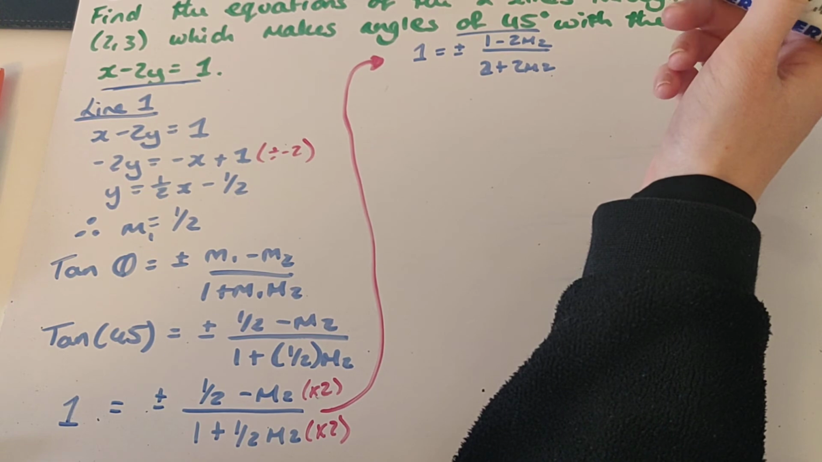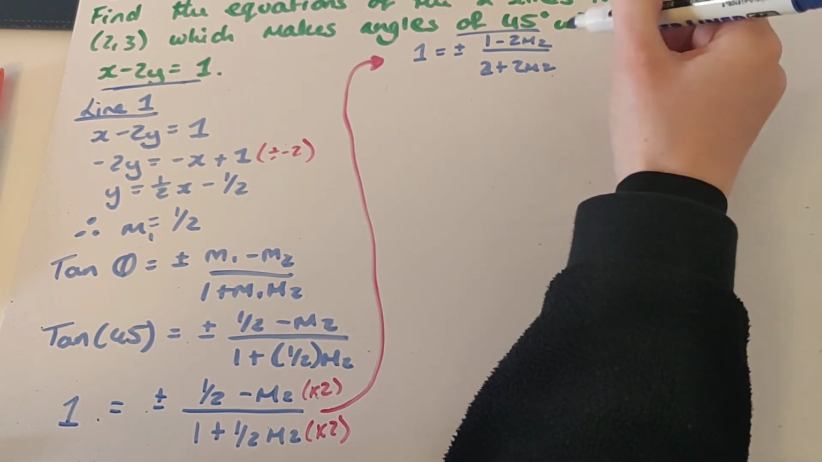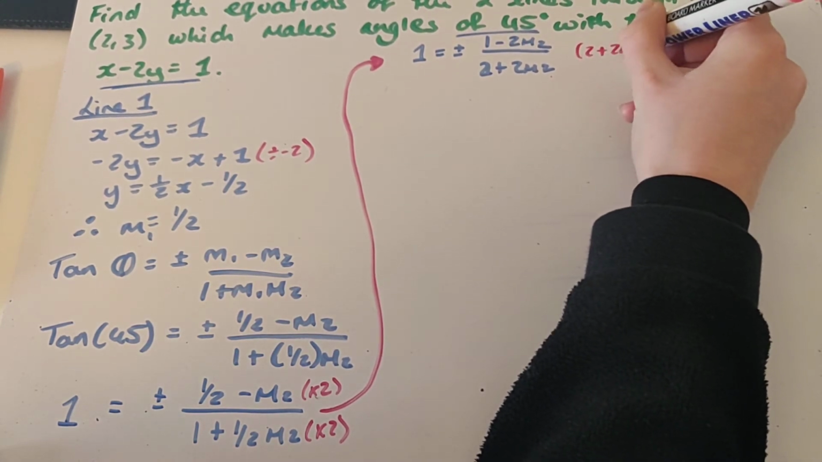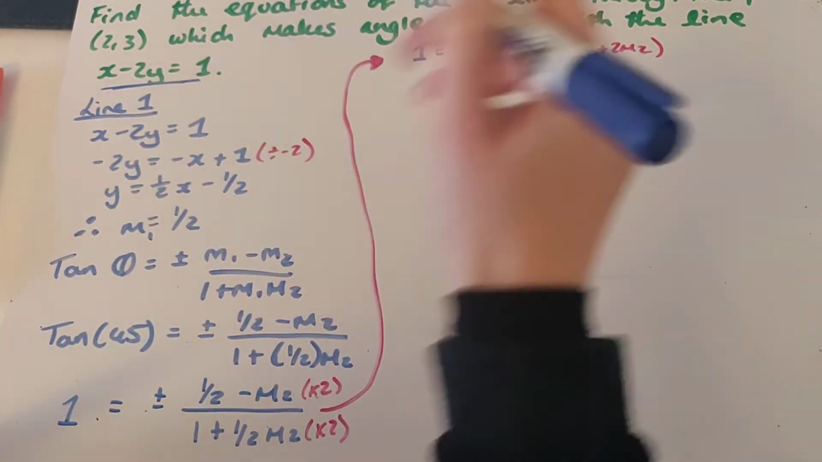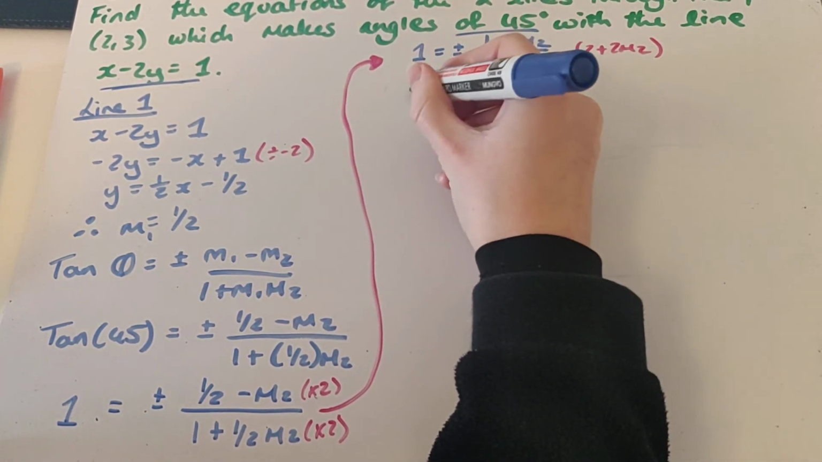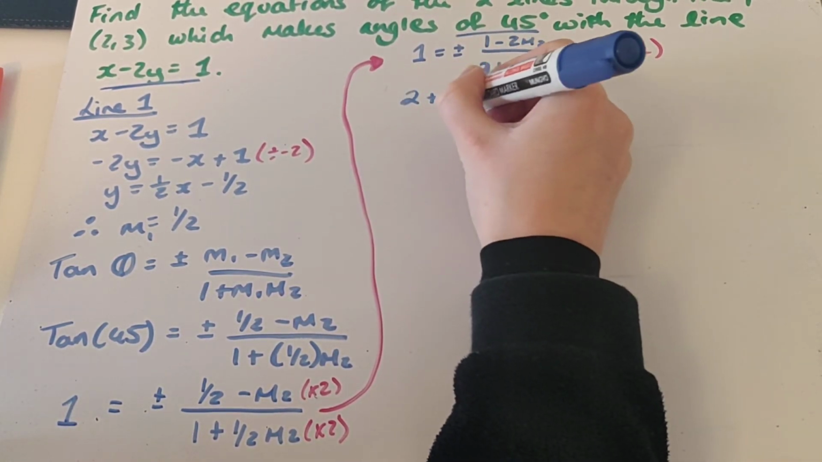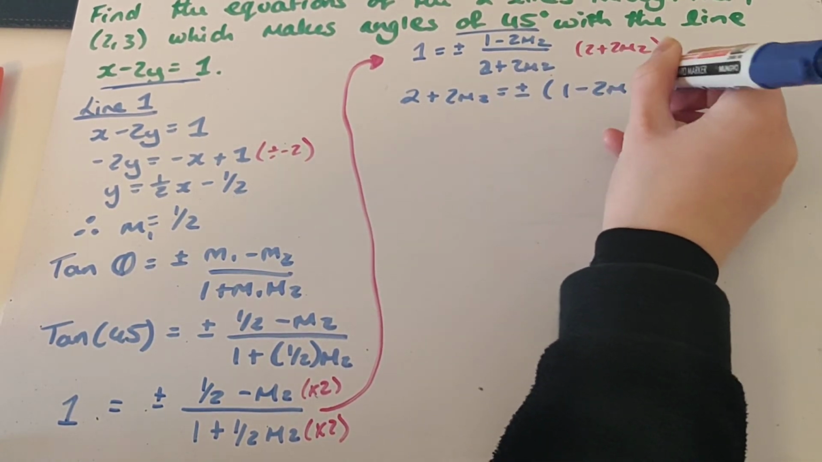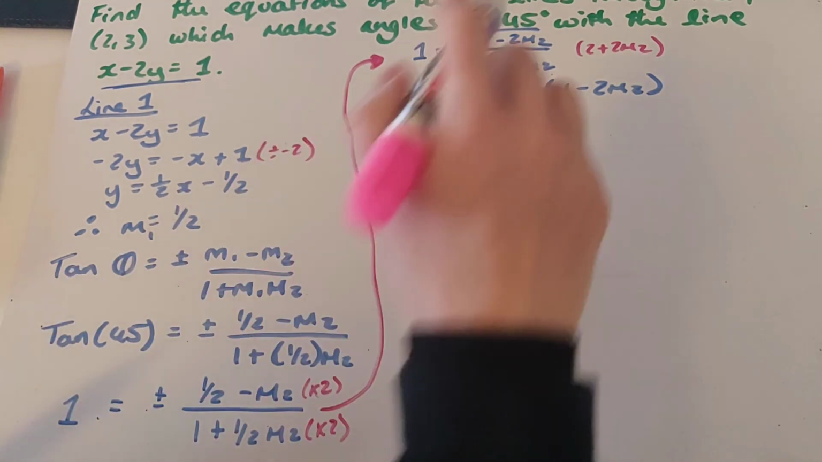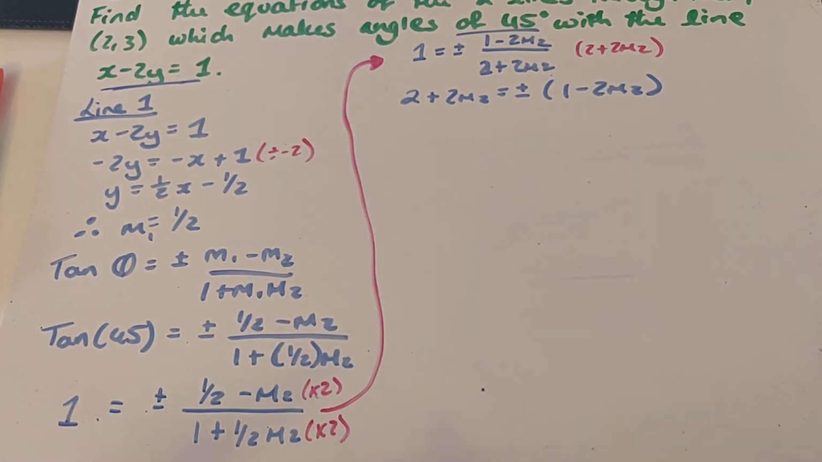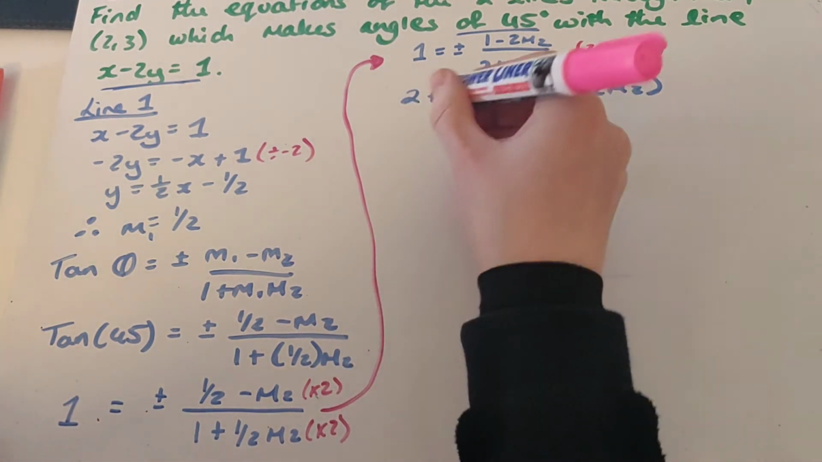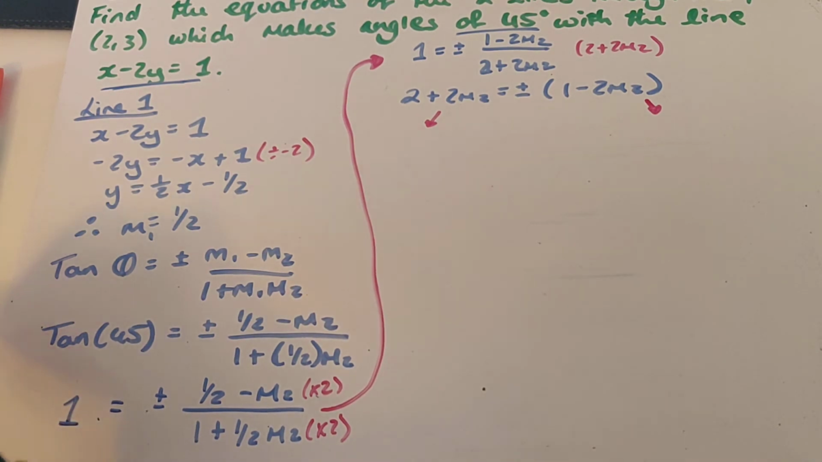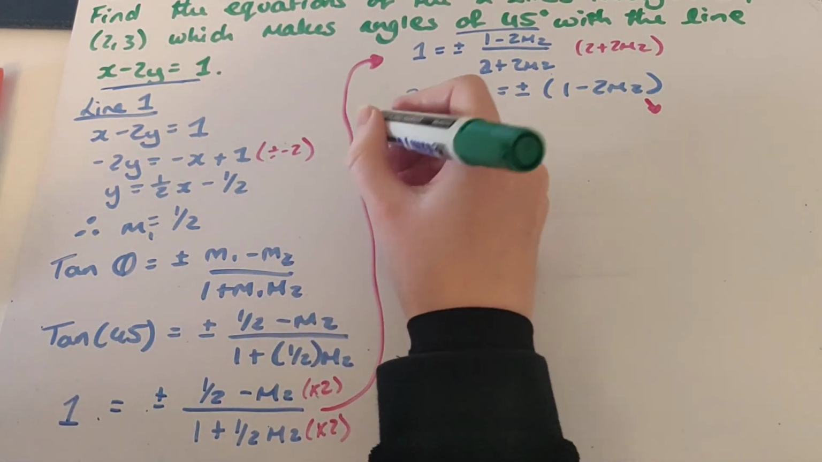So now my answer could be a plus or it could be a minus. And sorry, I'm going to multiply both sides here by 2 plus 2m2 to try and get them to cancel. Which means now, guys, I'm going to have 1 by 2 plus 2m2, which is 2 plus 2m2, is equal to plus or minus 1 minus 2m2. So this is where now I'm going to have two different slopes, which will help me find two different equations of the line. So now I'm going to assume that one is going to be a plus equation, and one is going to be a minus equation. So I'm going to try and do those in two different colours to help us separate them.